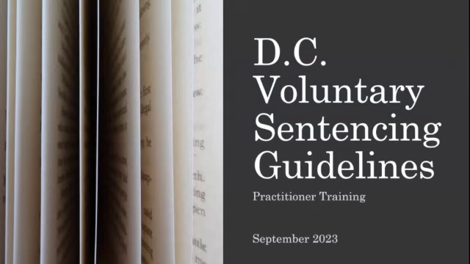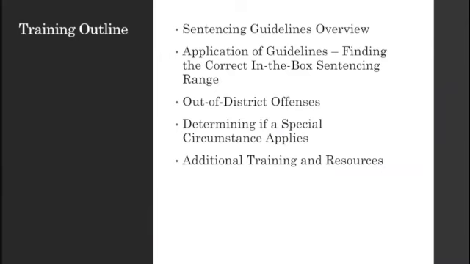This will be a training on the District of Columbia's voluntary sentencing guidelines, specifically aimed at practitioners who utilize the guidelines as part of their everyday practice. This will be a high-level overview, diving into the application of the guidelines, finding the correct in-the-box sentence, meaning the in-the-box sentencing range, as well as the in-the-box sentence type. We will also discuss one of the most often types of questions that the Commission receives, out-of-district scoring.